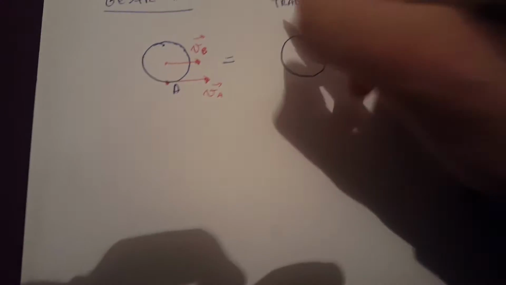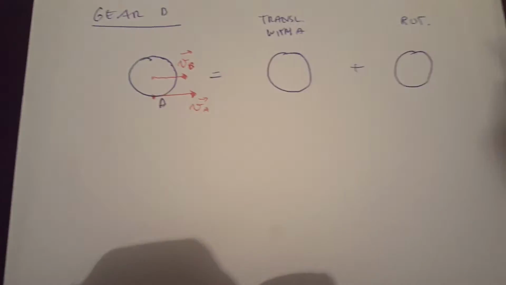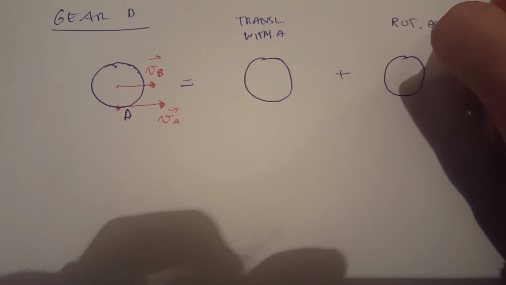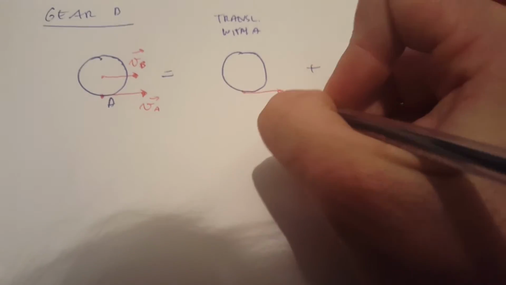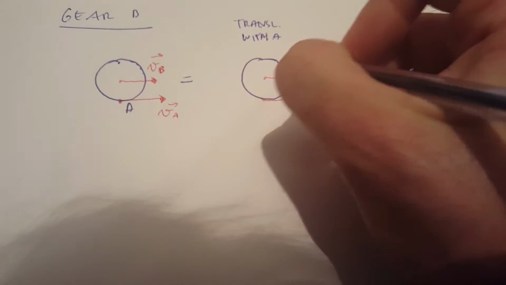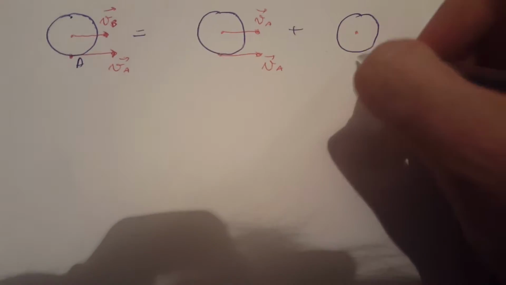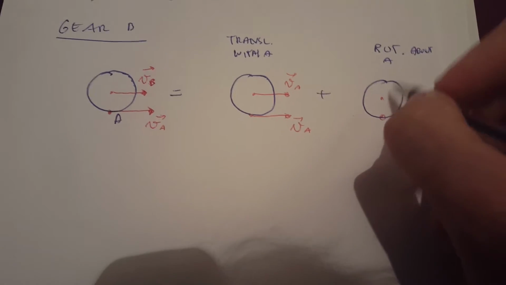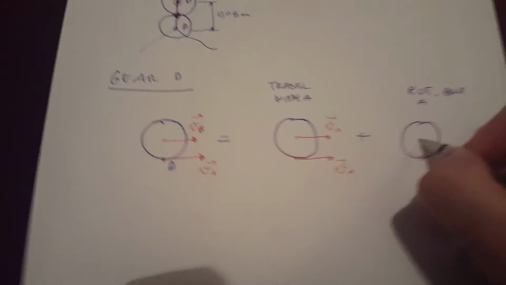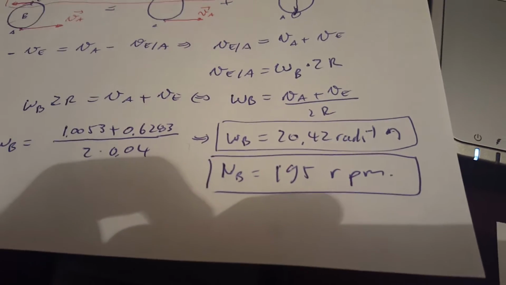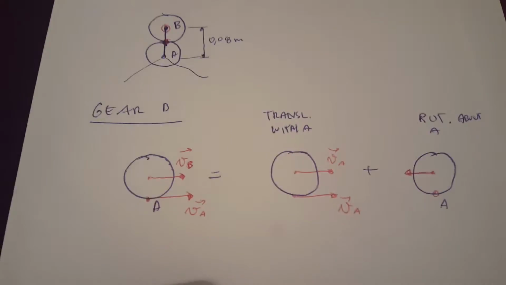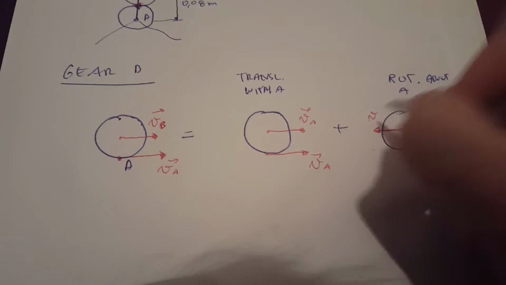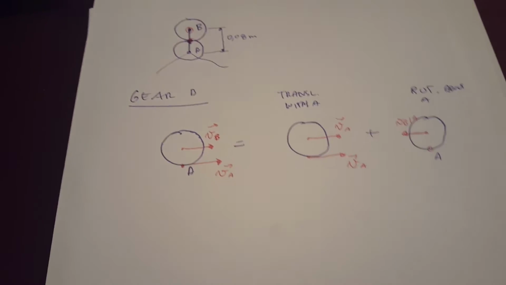Now, pure translation, I'm going to do it with A again for a matter of convenience. So rotation is going to be about A for a matter of convenience as well. So VA here, and here at this point I have my pivot point. So how is the rotation going to be? I determined that omega B from before is going to be anti-clockwise. So it means that this point will have to rotate with respect to A in the anti-clockwise direction. So this is going to be VP with respect to A. So this is my diagram.